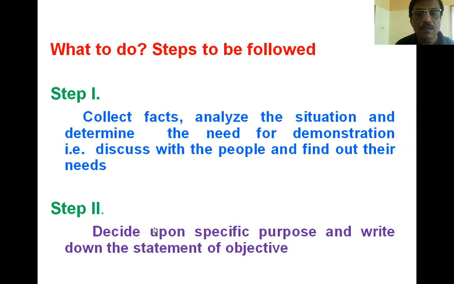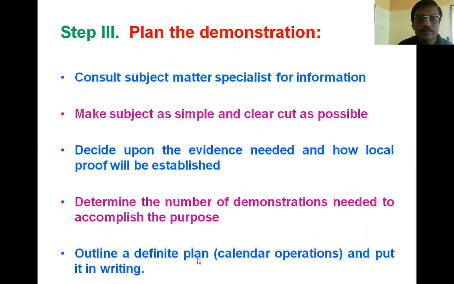Then second one is, after discussing with other people, decide upon the specific purpose, decide on the topic and write down the statement of objectives. So decide the practice on which you want to conduct the demonstration, whether you want to conduct the demonstration on improved variety of red gram, improved variety of groundnut, or improved variety of soybean, or any other recommended cultivation practices of these crops, and write down the objectives. Decide the topic of demonstration and write the objectives.